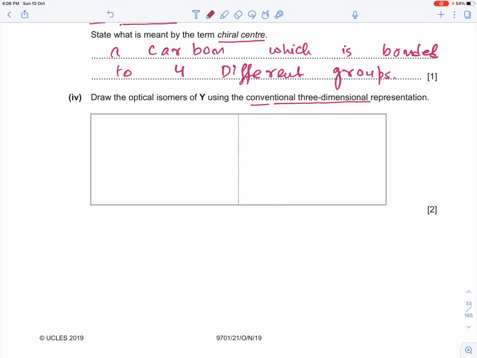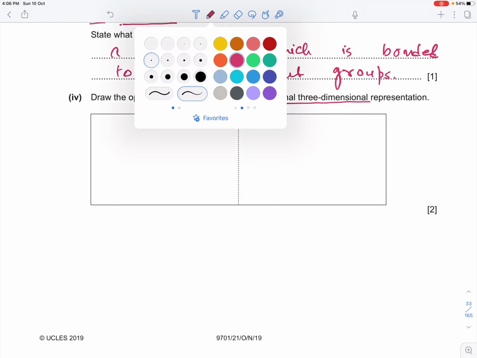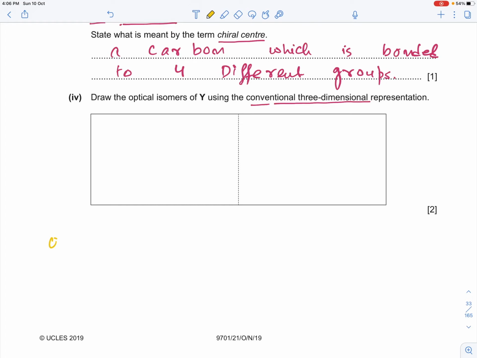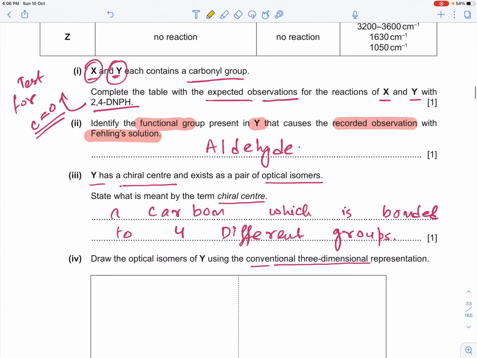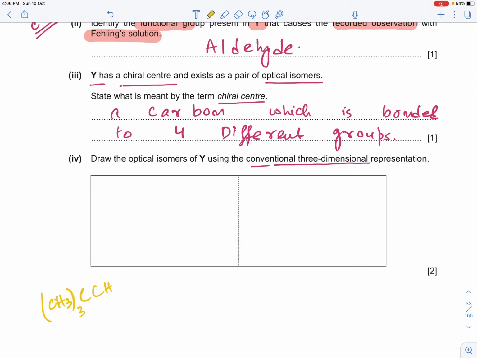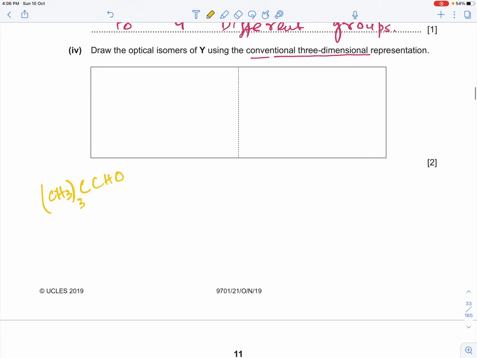So the initial information about Y that we have is that it is the isomer of this compound, CH3 3C CHO. Alright, now if I draw it like this, it has an aldehyde but it has no chiral center because this carbon is connected to 3 other carbon atoms.